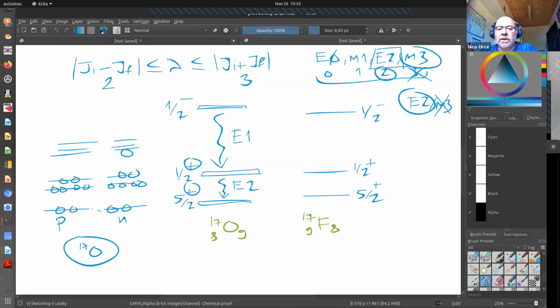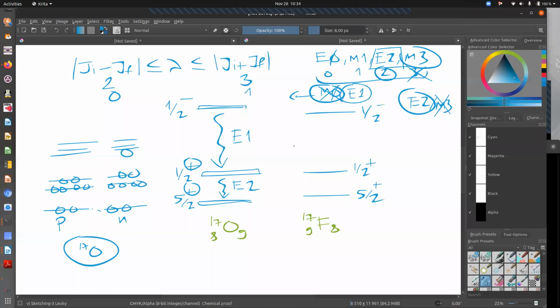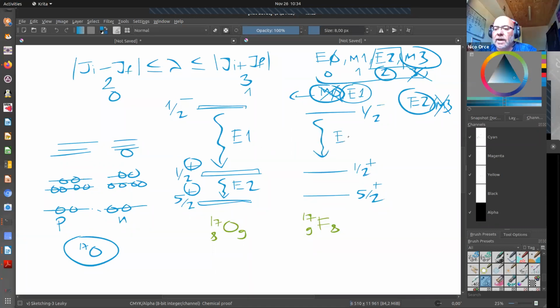It is E1, right? Because 1/2 minus 1/2 is 0, 1/2 plus 1/2 is 1, and there's a change of parity. So we start from M0, E1, right? M0 doesn't exist because there are no magnetic charges. No one has found a magnetic monopole, because that would imply that you don't have a north and a south pole in the magnet, but a magnetic charge, which doesn't exist. So basically, it's just an E1 transition. The same thing here. This is E1 and this is E2.